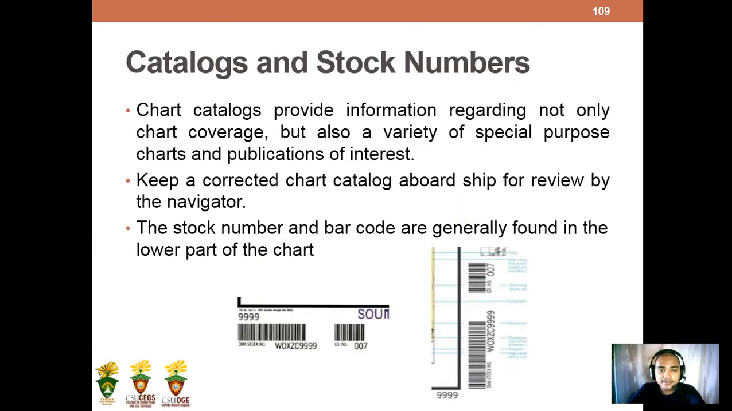And for catalog and stock numbers, there are chart catalogs that provide information regarding not only chart coverage, but also a variety of special purpose charts and publications of interest. To have a compilation of nautical charts, they use what they call stock numbers for cataloging of the nautical charts. Keep a corrected chart catalog aboard ship for review by the navigator. The stock number and the barcode are generally found in the lower part of the chart. For example, in the nautical chart sample we showed earlier, you have the barcode and also the stock number. You can see it on the chart.